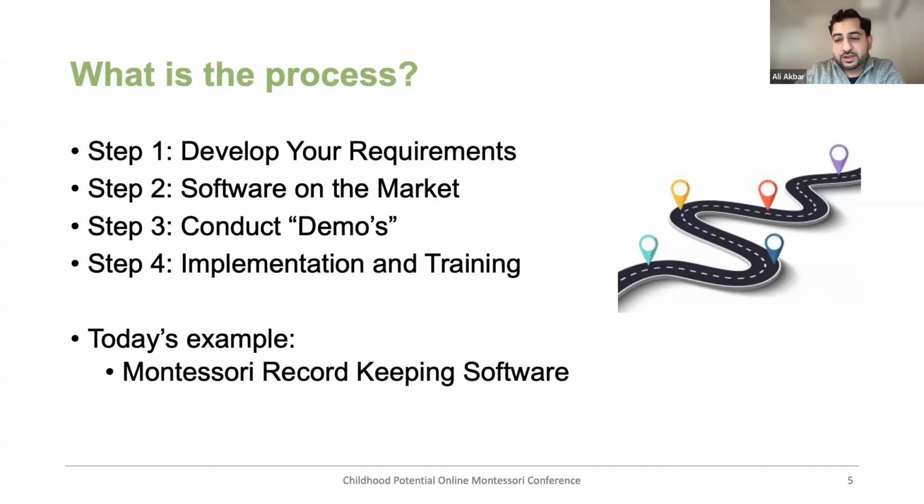Step 1 is developing your requirements. Step 2 is identifying what software is available for you to use for the problem that you are trying to solve. Step 3 is conducting demos and how to select the right software for your unique needs. And step 4 is implementing the software and developing your training plan. So for our example today, we will be pretending that we run a Montessori school and we're looking for a Montessori record keeping software.